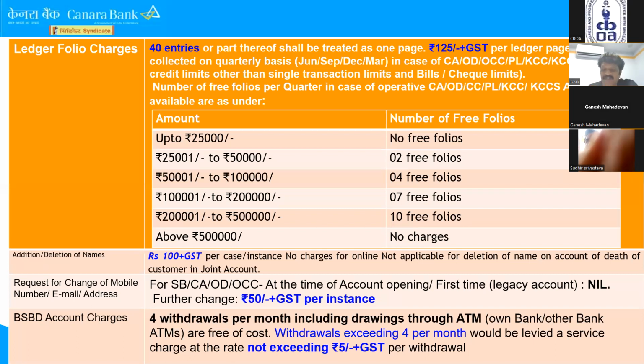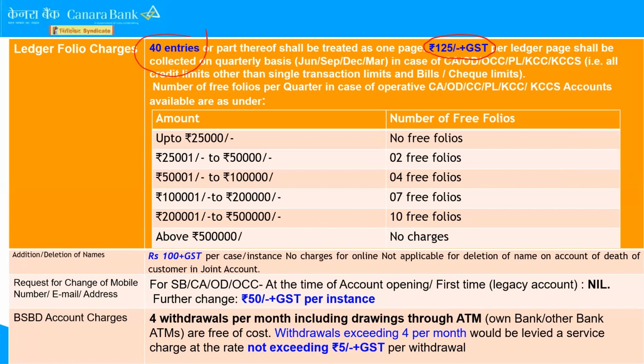Ledger folio charges, there is a change. Earlier, 100 rupees plus GST, now 125 rupees plus GST. Every 40 entries in a current account or an OCC account is called a folio. For that folio, the bank will charge 125 rupees plus GST. But there are a number of free folios the bank has given based on the amount for current account OCC.